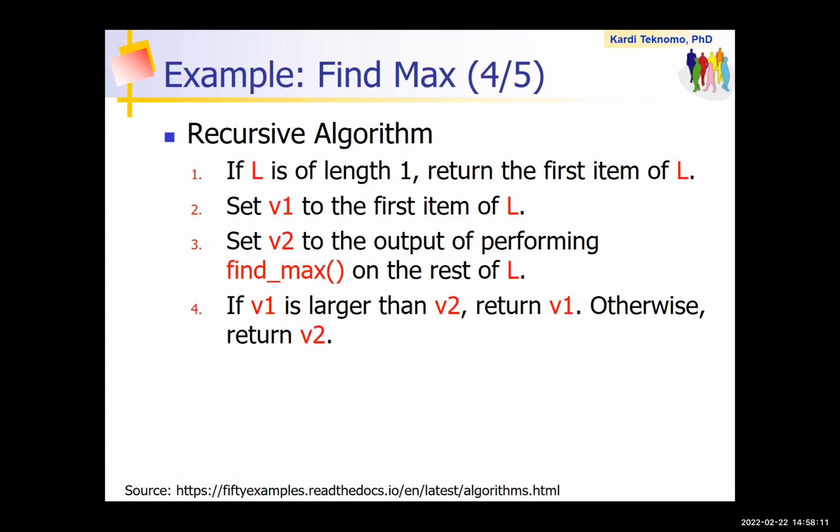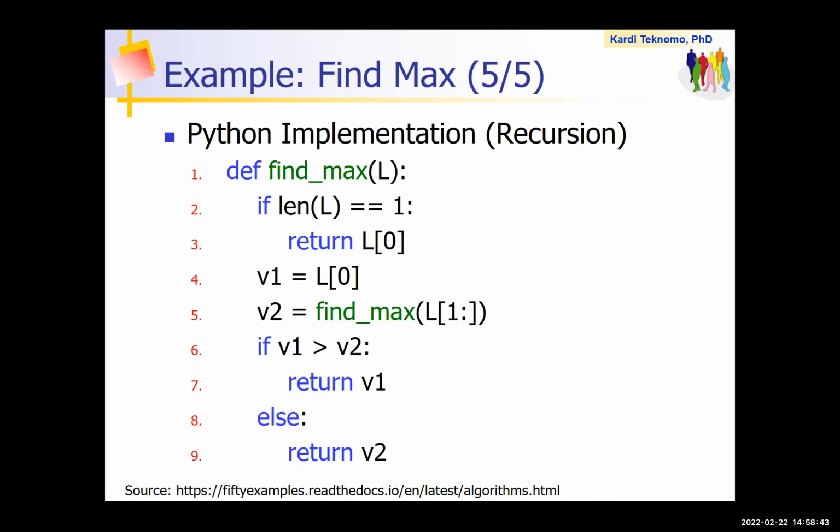The recursive algorithm is something like this. If L has length 1, return the first item of L. Otherwise, set V1 to the first item of L, and then set V2 to the output of performing find max on the rest of L. Now if V1 is larger than V2, return V1. Otherwise, return V2. So if we implement this in Python, it goes something like this.